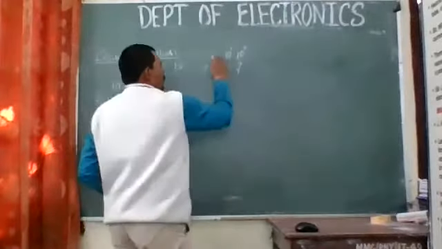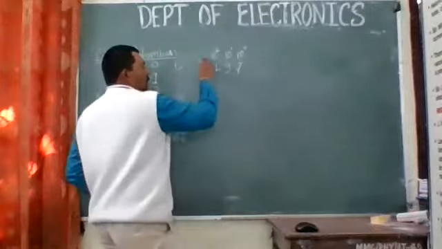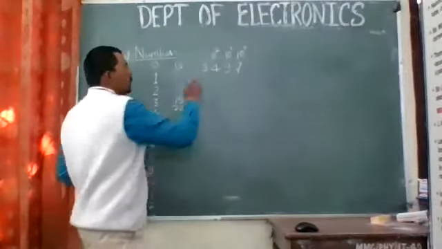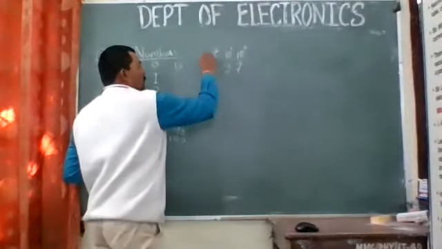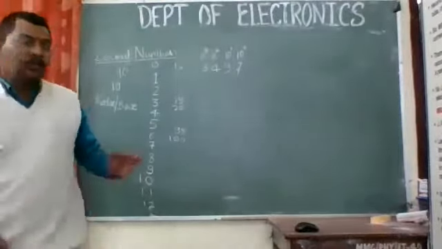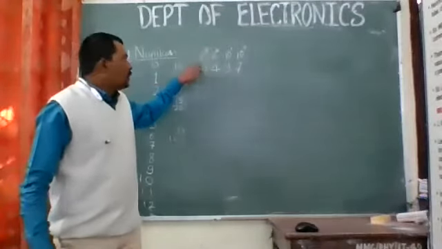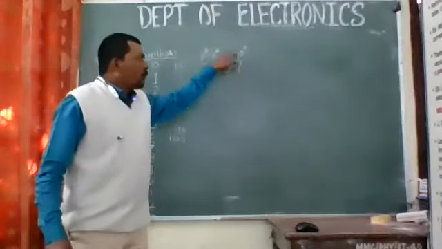The third one is the 100th place, that is 10 raised to power 2. And the fourth one is the 1000th place, that is nothing but 10 raised to power 3. So this is what we do. We are giving the radix the powers: 10 raised to power 3, 10 raised to power 2, 10 raised to power 1, and 10 raised to power 0.